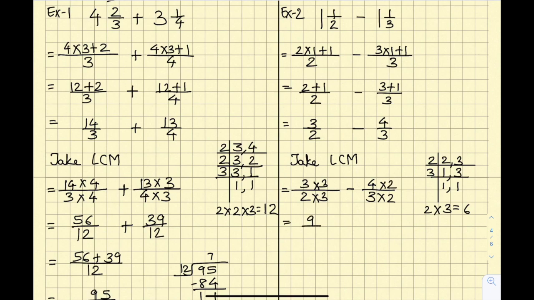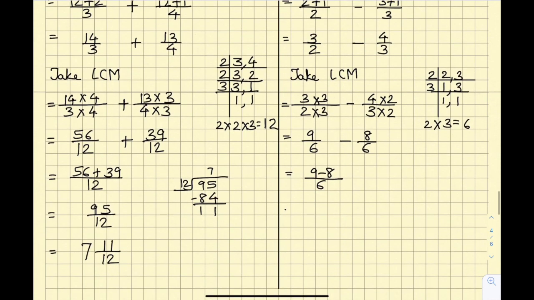3 3s are 9 over 6 minus 4 2s are 8 over 6. Denominators 6 are same. So 9 minus 8. Now 9 minus 8 will give you 1 over 6. Question is in the form of mixed fraction. So this 1, if you divide by 6, zeros are 0. And if you have to write it in the form of mixed fraction, your whole number is 0 and the remainder is 1.